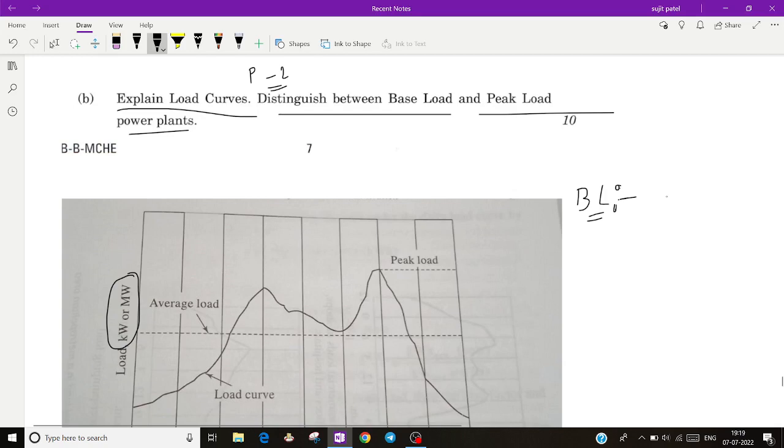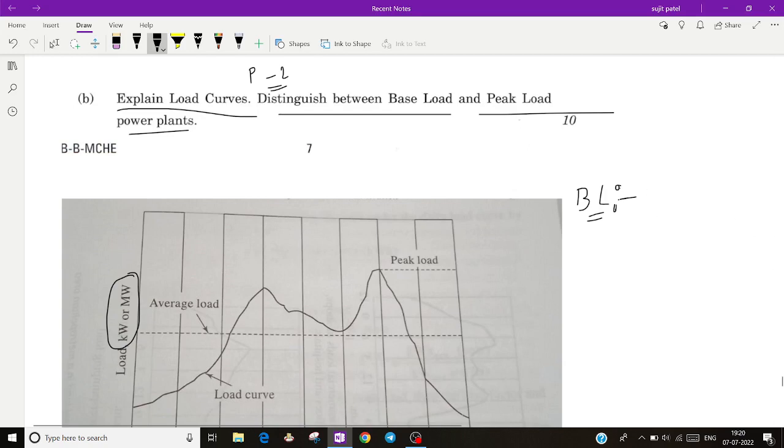For example, suppose in a particular area a power plant needs to be established. We first need the data on how much minimum energy is required. If all the activities are going normally, there is a minimum requirement of energy in that area. That is called base load, and the power plant we establish to fulfill that load demand is called a base load power plant. It fulfills the minimum energy demand.